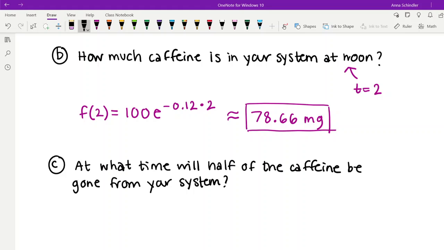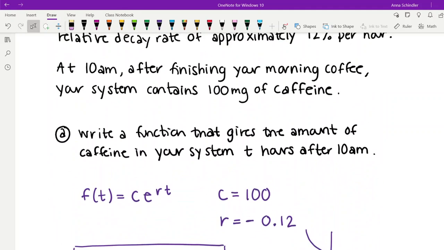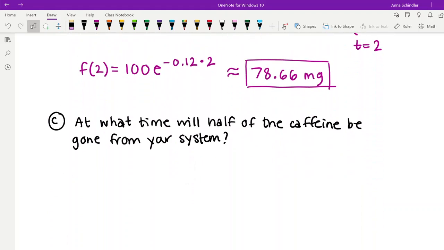So similar to the other ones, this is asking kind of the opposite direction, right? Here we're given the amount of caffeine and we need to find the amount of time. So if half of the caffeine is gone from your system, that means that instead of having 100 milligrams, that was our starting amount, we're now down to 50 milligrams. So we have 50 is equal to 100 times e to the negative 0.12 t.